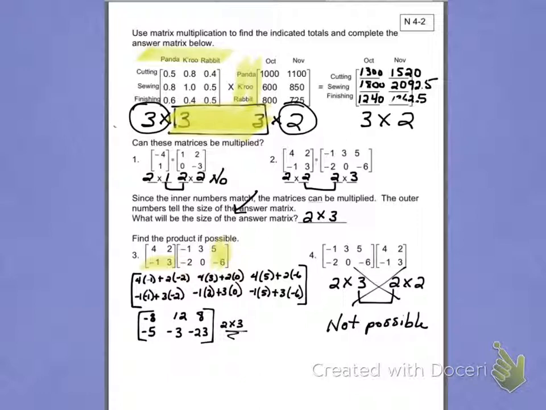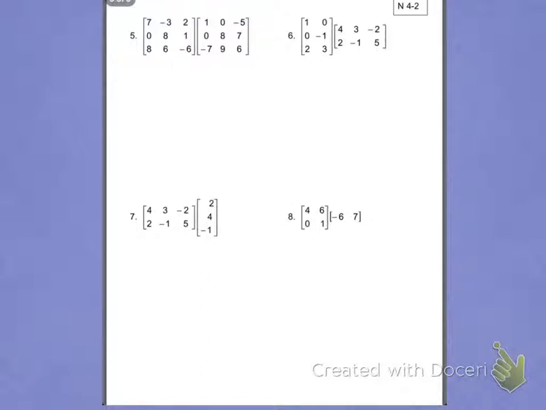Alright, let's do a couple more examples. Number 6, first thing we're going to do is check dimensions. We have a 3 by 3 multiplied by a 3 by 3. So, as expected then, our answer will be 3 by 3. That tells us we can multiply it, and these tell us the dimensions of our answer matrix. So, let's go through.